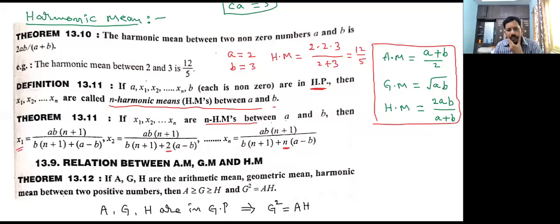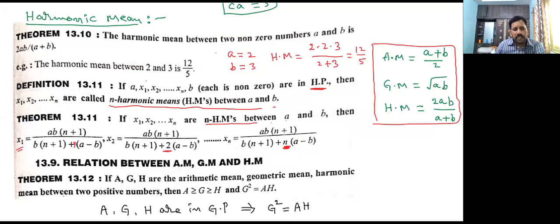Students, I think all of you understood now how to remember this. For x1, in front of A minus B is 1. Here it is 2, next 3, up to n. The remaining terms are the same.